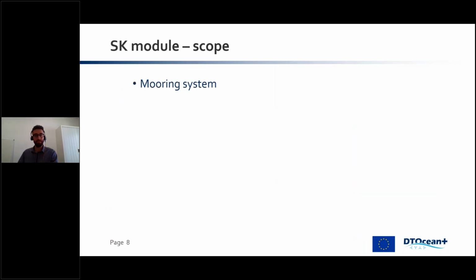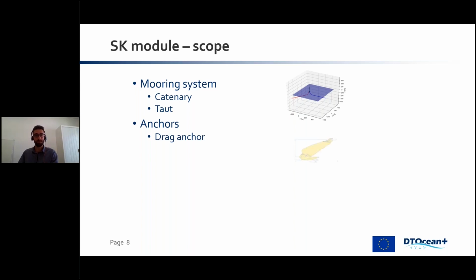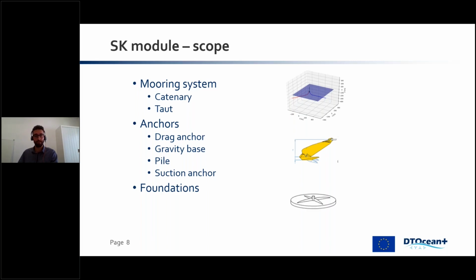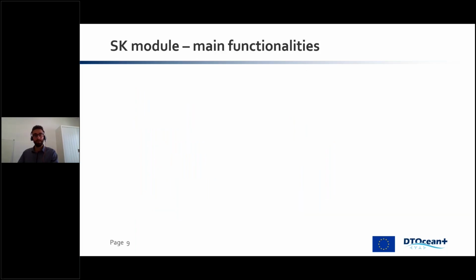In the case of a mooring system, what the station keeping module can do is to deal with catenary mooring lines or taut mooring lines. Regarding the anchors, we can design drag anchors, gravity-based anchors, and piles and suction anchors as well. And regarding foundations of fixed structures, we can have the design of the gravity-based foundation or monopile. What are the main functionalities of the station keeping module?